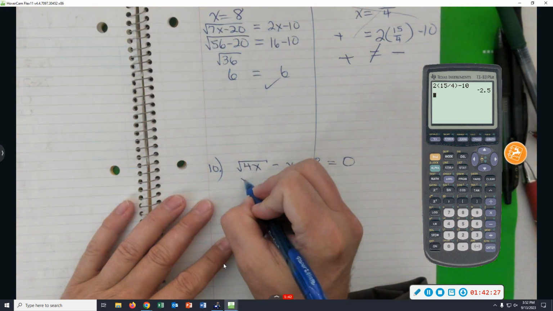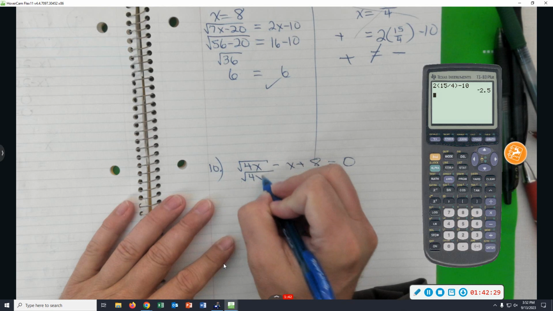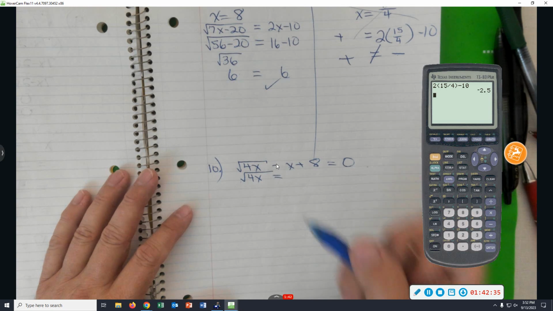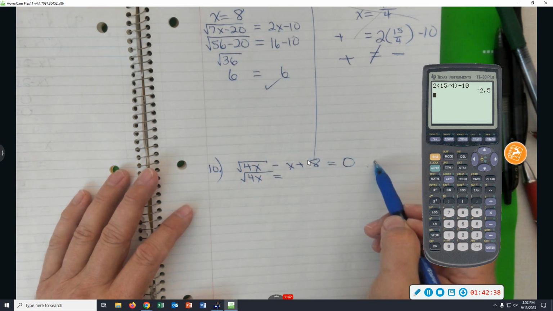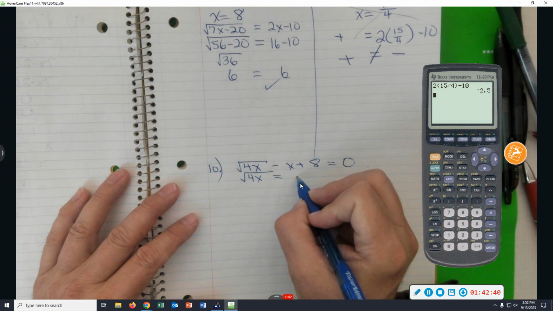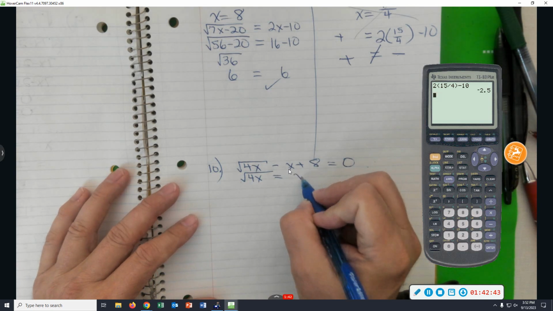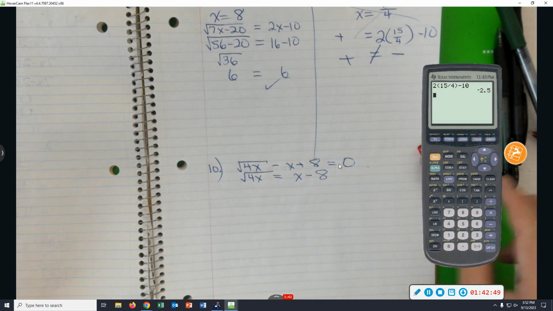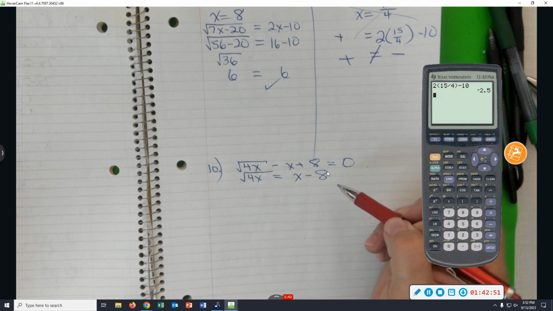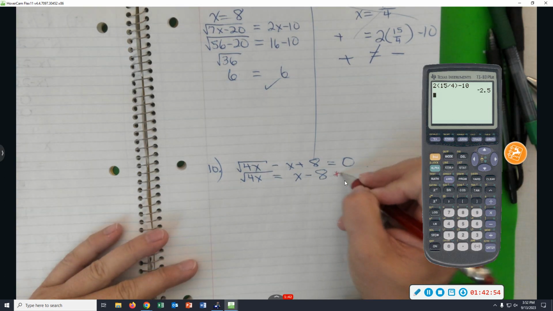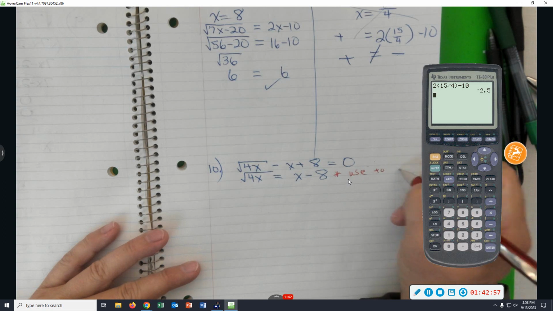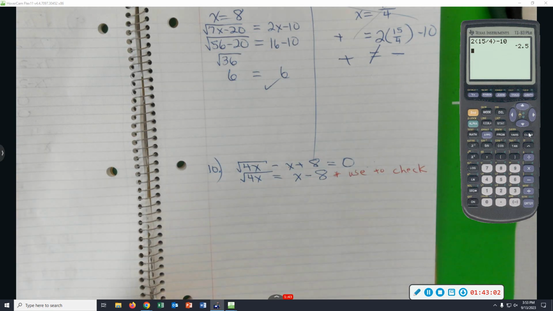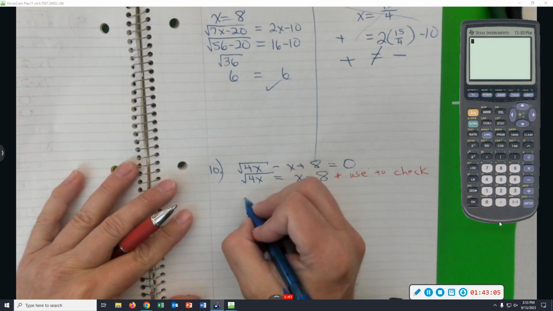So, moving the negative x plus 8 over to the right, we're going to have what here? Positive x minus 8. And you know what? I'm going to recopy that, because this is what I'll use for checking. I'm going to keep that like that, and this is what I'll use to check. It's that isolated form that I think makes it easier for checking.